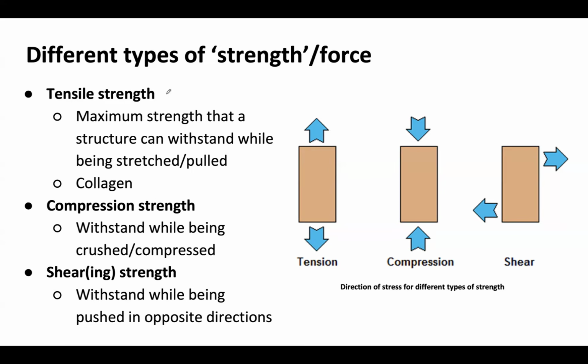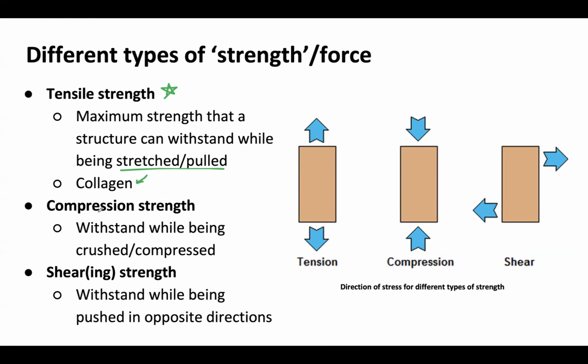Tensile strength is the big one. This is the most important one. It is the maximum strength that a structure can withstand while being stretched or pulled. And this is hugely important in the musculoskeletal system, and it's the main one we're going to discuss. It's particularly important due to the tendon attachments pulling on bone, so you have that natural pulling that occurs. Tensile strength is generally due to those collagen fibers we were just discussing. And that collagen is not just located in bone, it's located in other structures.